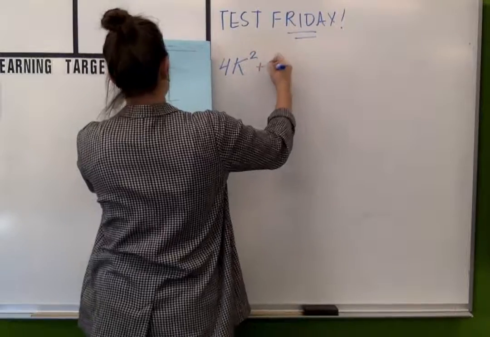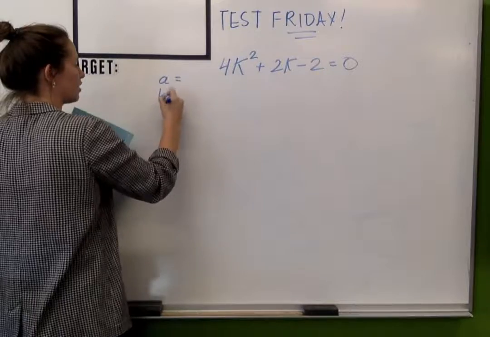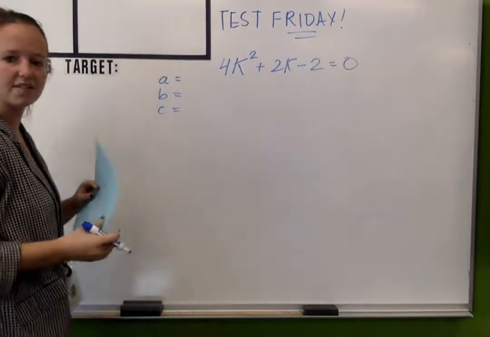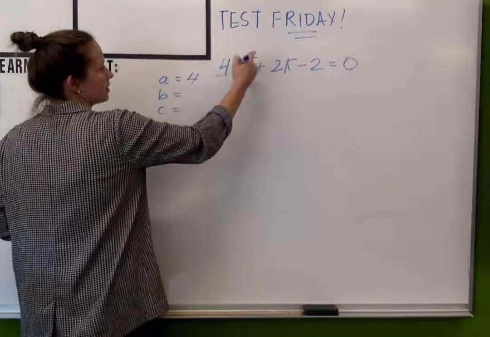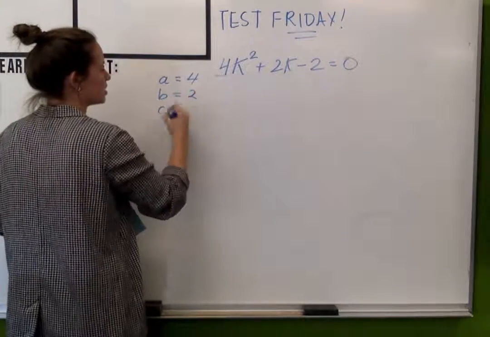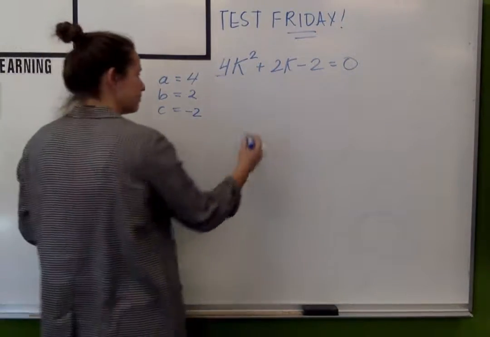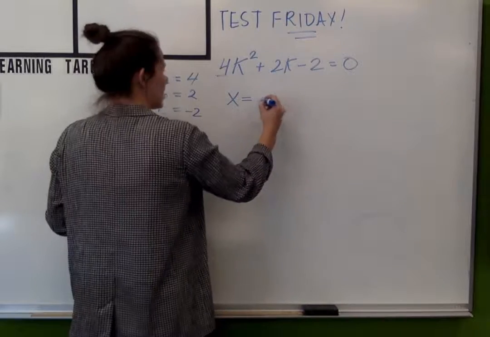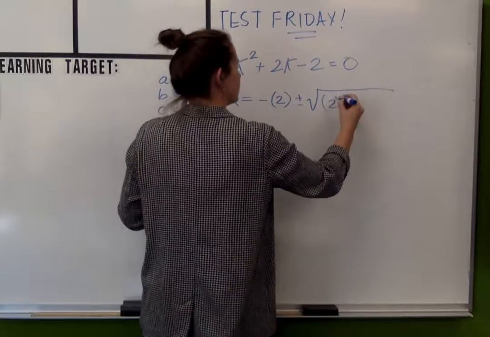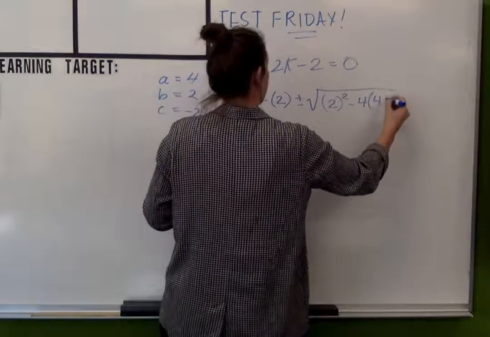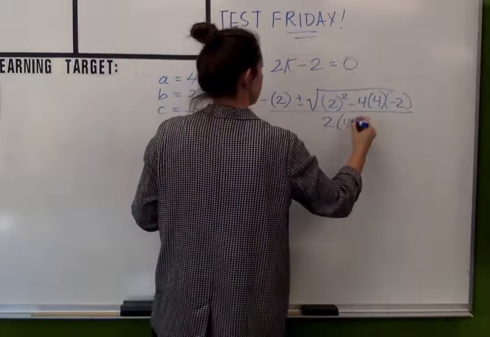4k squared plus 2k minus 2 equals 0. Do it. I don't care how annoying it is. Extra credit. I want to see that a equals, b equals, c equals on the side of your paper. A is 4, the number in front of k squared. B is in front of k, it's 2, and c is by itself, negative 2. All right, let's plug it in. X equals negative b plus or minus the square root of b squared minus 4ac all over 2a.